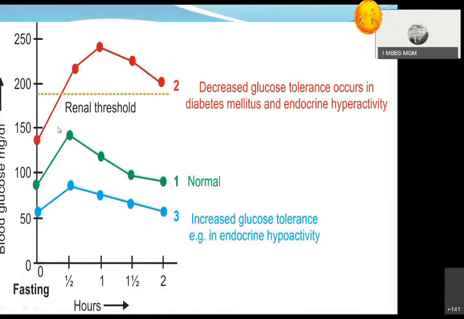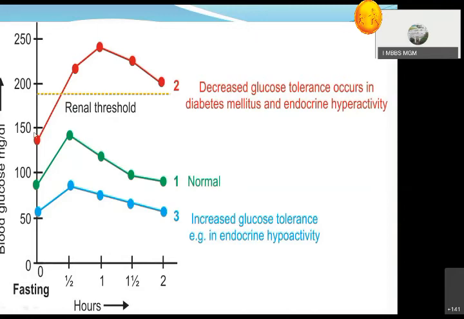You can see all the three curves in one diagram. This green is showing the normal glucose tolerance. Fasting sample is between 70 to 100. Peak is about 140, below the renal threshold, and after that it comes down to normal within 2 to 2.5 hours. This is the normal glucose tolerance curve.